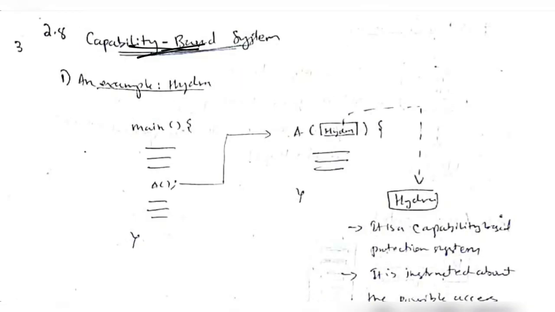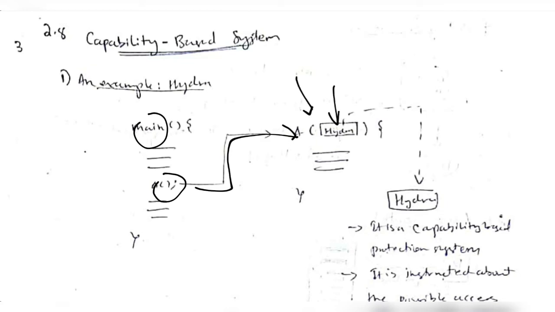In a capability based system, we'll understand by using an example of Hydra. Hydra is a protection based system. Consider an example of a main function which is calling a function A, and in function A we'll be using the capability based system Hydra. It will inspect the arguments passed in the function and determine if the process is valid to make changes here or not.